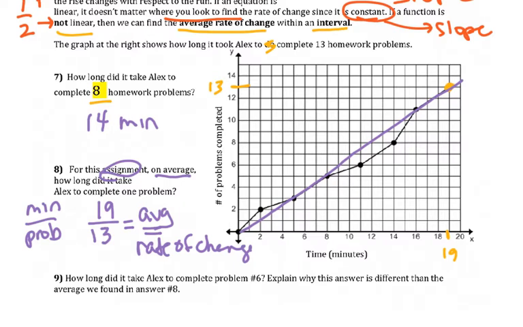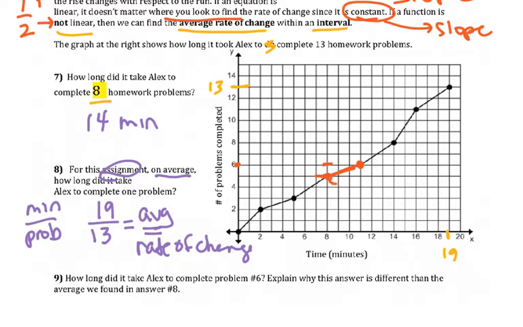Now, number 9 says, how long did it take Alex to complete problem number 6? So let's look at problem number 6. Here's problem number 6, and she ended problem number 6 right there. She began problem number 6 where she ended number 5. So this was problem number 6. And so for one problem, to go from problem 5 to problem 6, it took how many minutes?